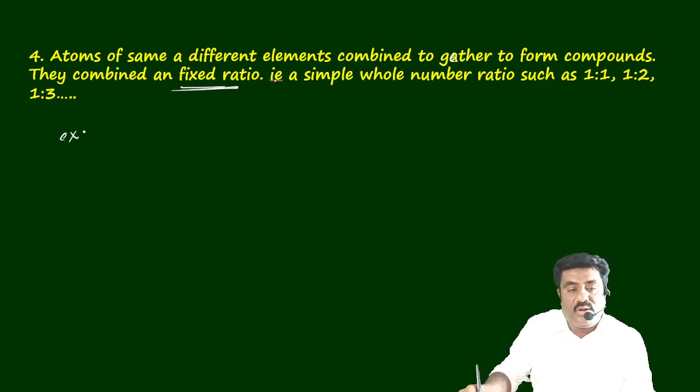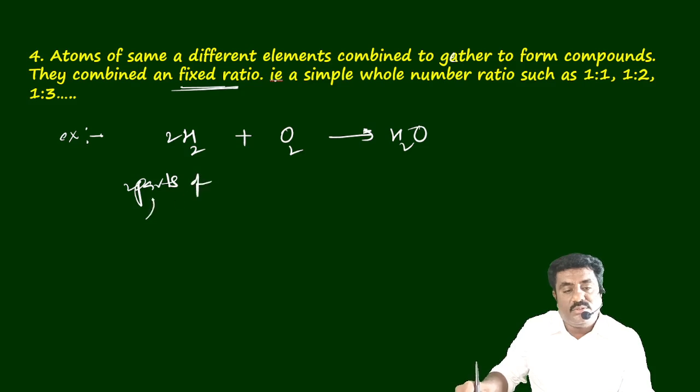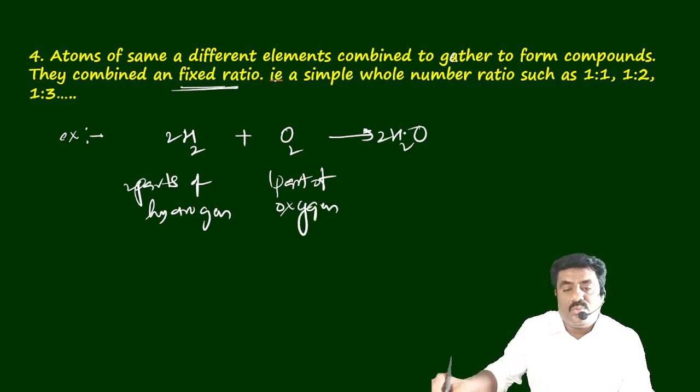For example, take the formation of water from hydrogen and oxygen. How many hydrogens? Two hydrogens. How many oxygens? One oxygen to form a water molecule. So two parts of hydrogen and one part of oxygen form two parts of water.